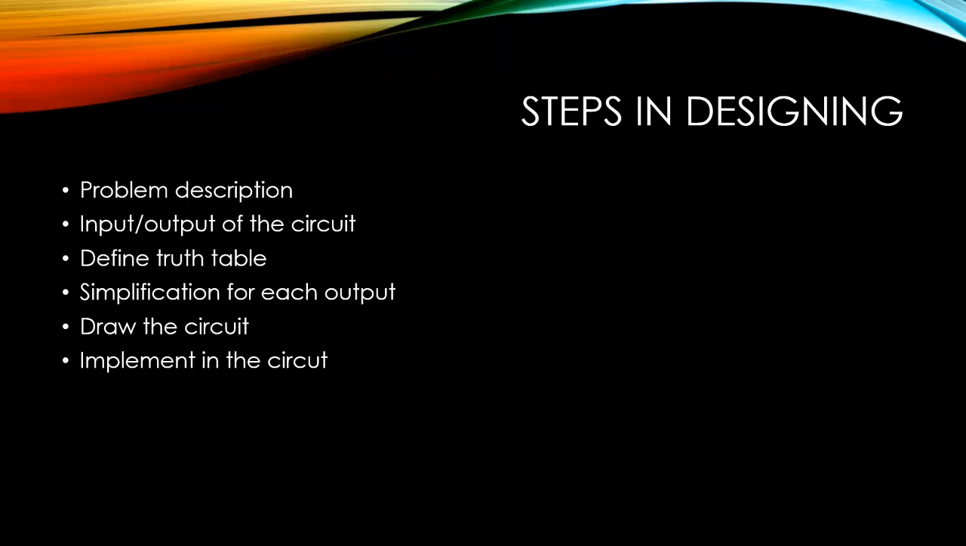After determining the equation, we may now simplify it so that when we implement the Boolean equation, it will have a lesser number of variables and lesser number of terms. And then after simplifying our Boolean equation, we draw the circuit and then we implement it, to determine if it's correct or not.